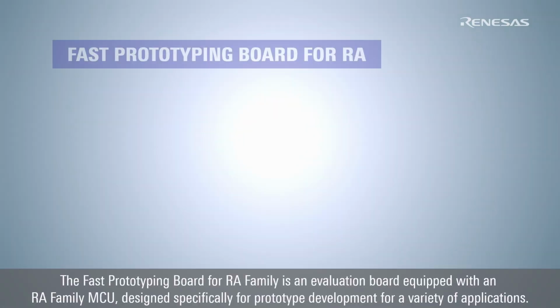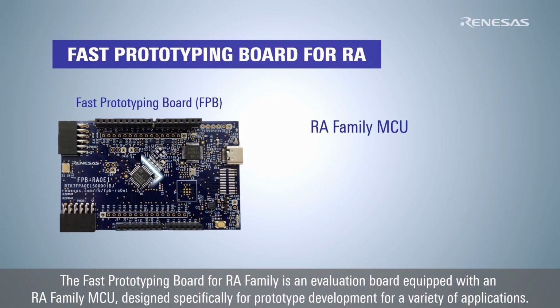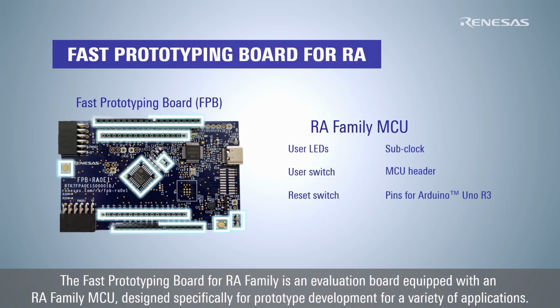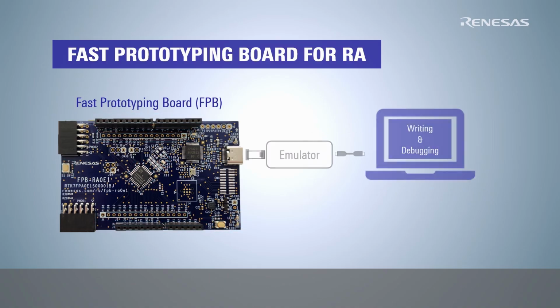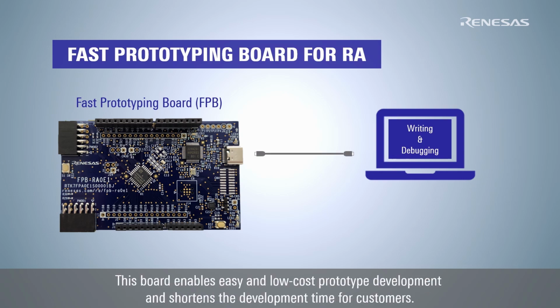The Fast Prototyping Board for RA Family is an evaluation board equipped with an RA Family MCU, designed specifically for prototype development for a variety of applications. It has a built-in emulator circuit so you can write and debug programs without additional tools. This board enables easy and low-cost prototype development and shortens the development time for customers.